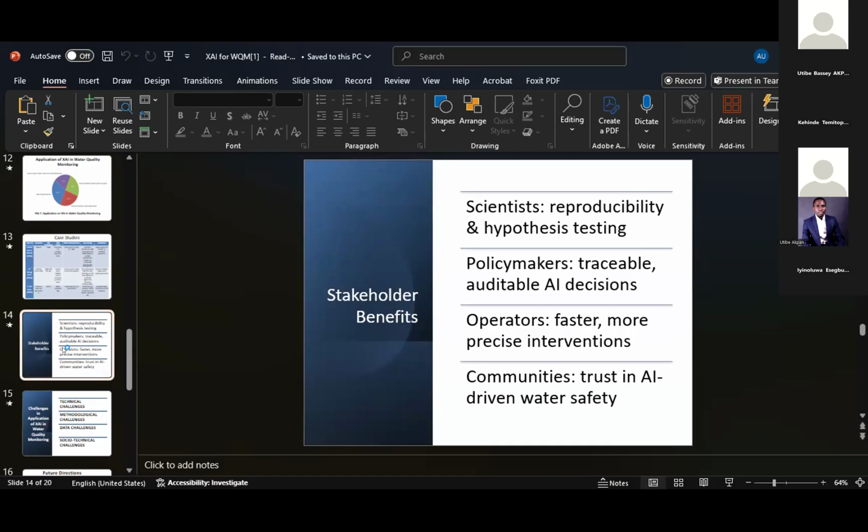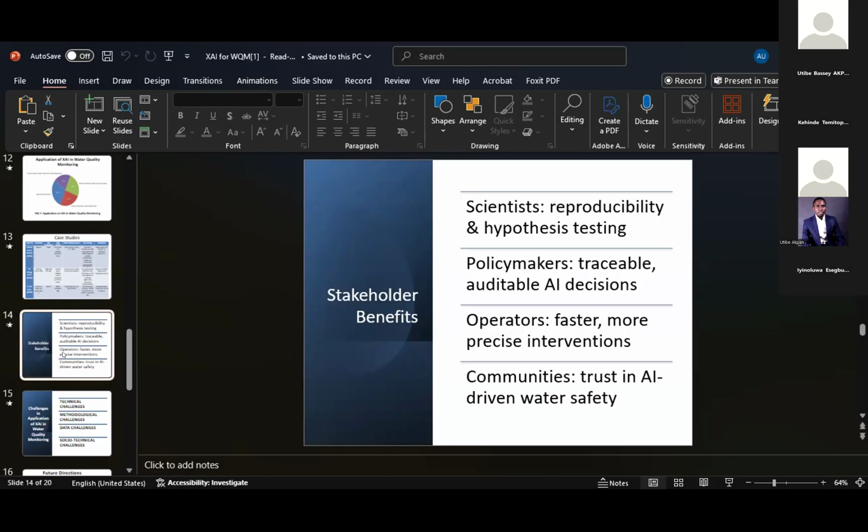Okay, thank you. And these are the areas where this explainable AI can be useful to our stakeholders, the scientists. It helps us to reproduce our hypotheses and machine learning models, and helps us to explain what we have done. Is it very correct? How can people understand what we have done?